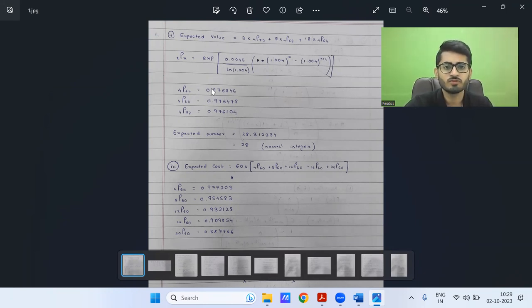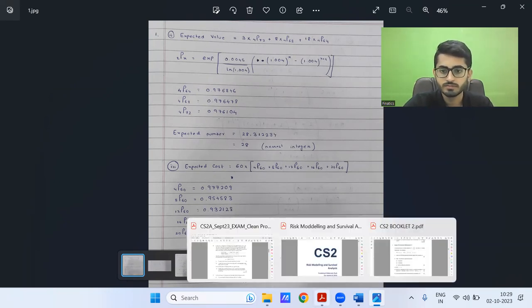So for 4P64, 4P68 and 4P72, I was getting these values, and the expected number I was getting is 28.312234, which I'll just say is 28 to the nearest integer. So we started with around 29 people, and we expect the number of them attending the next meetup, which is after 4 years, to be roughly 28. So this was the first one.